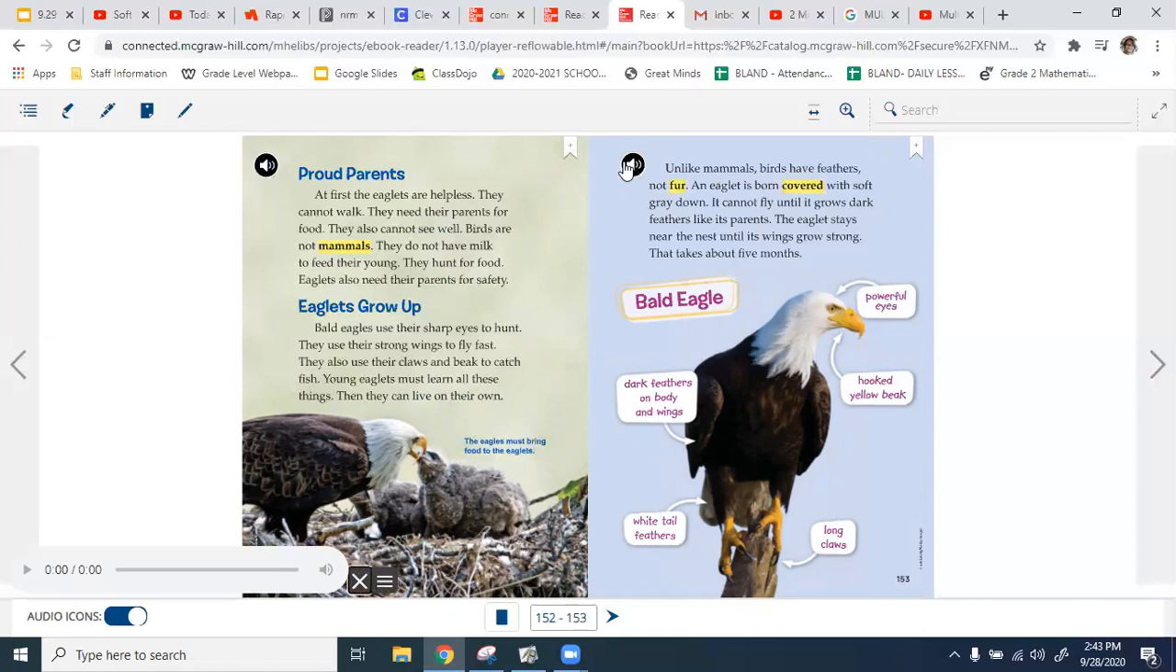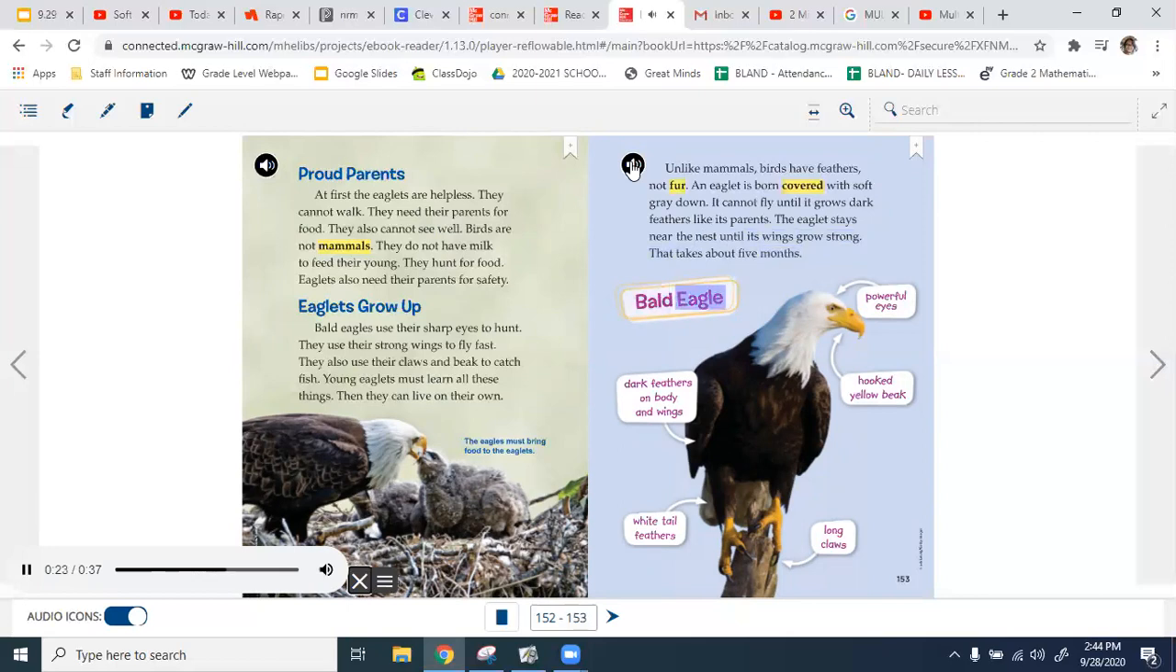Finger on your words, top of page 153. Unlike mammals, birds have feathers, not fur. An eaglet is born covered with soft gray down. It cannot fly until it grows dark feathers like its parents. The eaglet stays near the nest until its wings grow strong. That takes about 5 months.